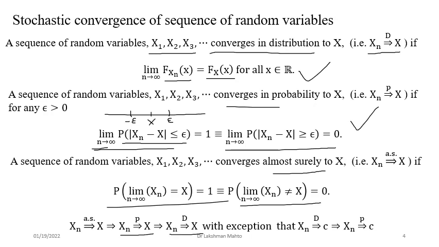And there is one exception: if you are taking a convergence in distribution to a constant, then it will imply convergence in probability to that constant. So this one is the exception. Otherwise, you may already remember that P implies Q.